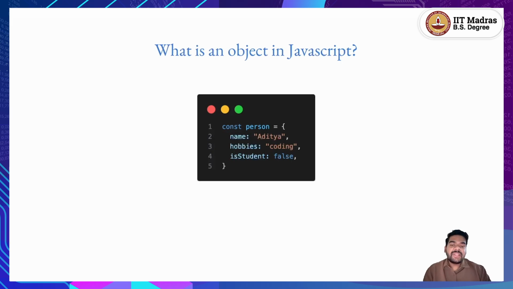The simplest way to create an object is using the object literal syntax, which is defining an object inside curly brackets with keys and values. And here's how we can make one. In this person object, we have three different keys. These keys are called the properties. We have three properties: name, hobbies, is student. All the keys are strings by default, but you don't have to put quotes unless there is a space or a special character in between.